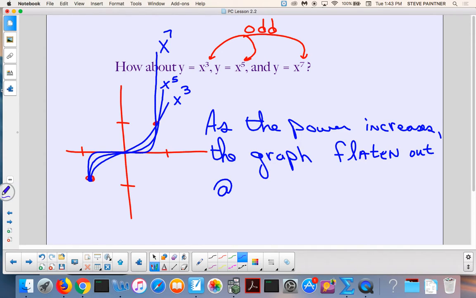Can I just say at the x-intercept, which is known as 0, 0. Good? Do you get it? Yes. So what would be even more flatter than x to the 7th? X to the 9th, 11th, 13th.